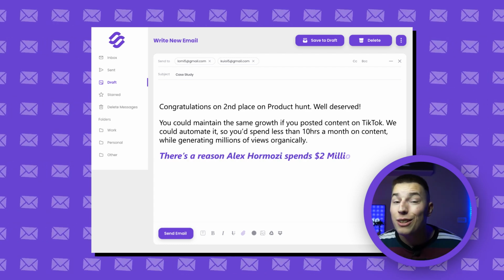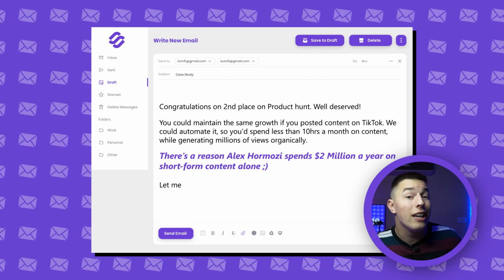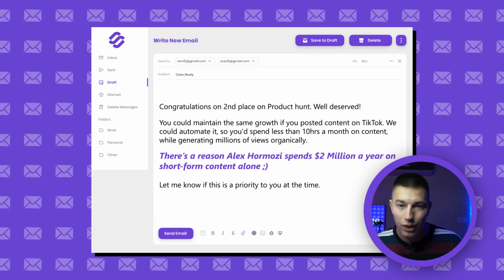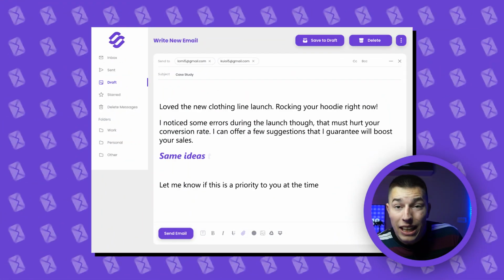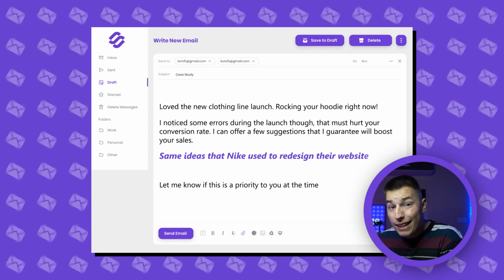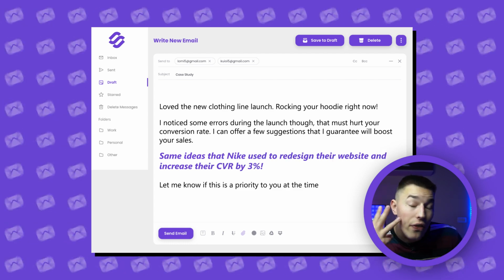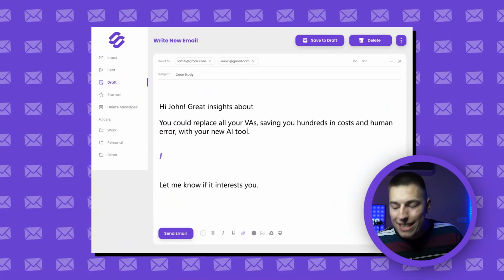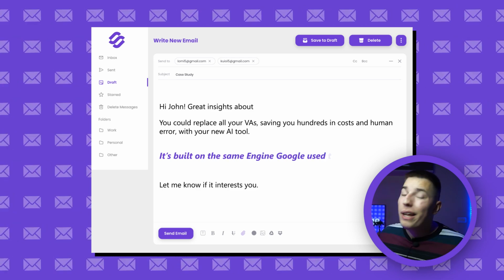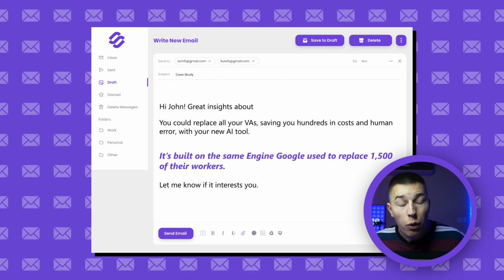There's a reason Alex or Moji spends $2 million a year on short form content alone. Same ideas that Nike used to redesign their website and increase their CVR by 3%. It's built on the same engine Google used to replace 1,500 of their workers.